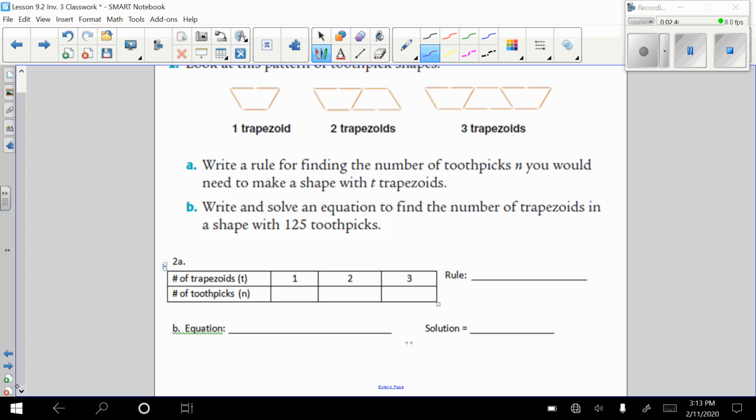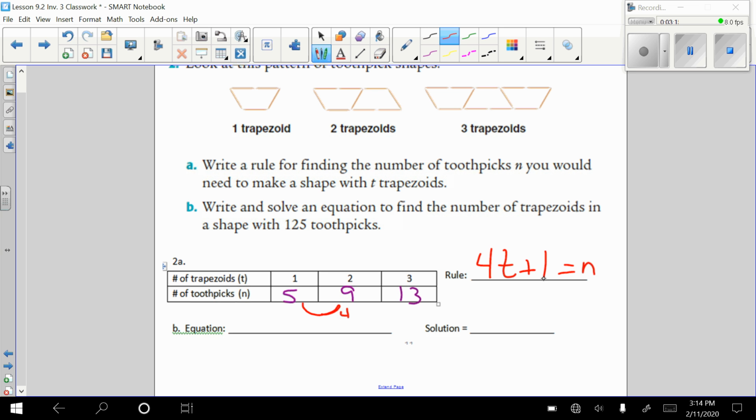So when I have 1 trapezoid, I have 5 toothpicks. When I have 2 trapezoids, I had 9 toothpicks. When I had 3 trapezoids, I had 13 toothpicks. Now remember to find the rule. It's the change between them because the inputs are consecutive. They're in order. So the change is 4. That's my multiplier. That goes with my input. So 4t, how do I adjust it to make sure it's going to equal n? Substitute in a number. By substituting 2 for t, 4 times 2 is 8. What do I have to do to get to 9? I have to add 1.